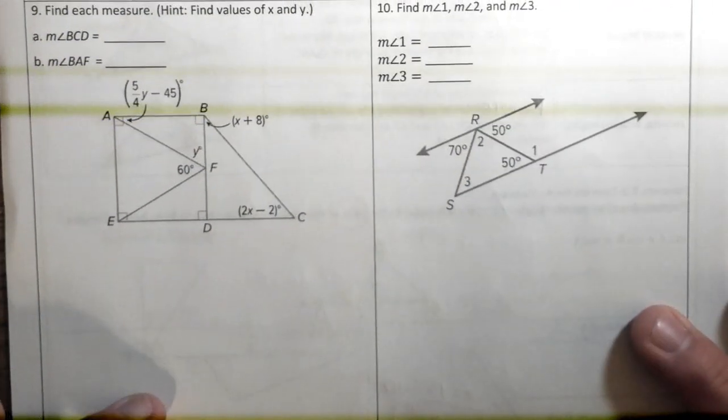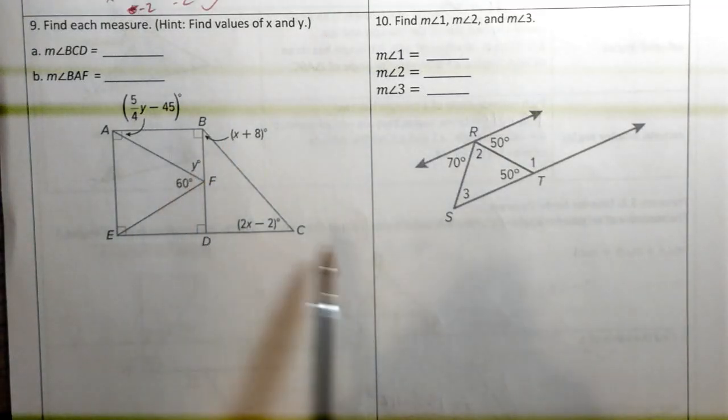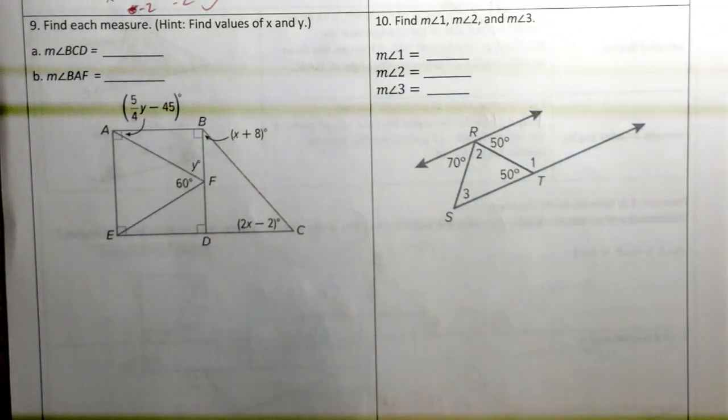All right, number 9 on the left is an I do, and then number 10 is a you do. This is the end of this topic. So number 9, find each measure. Hint, find the values of x and y. Now remember, I told you in geometry, we will never find x and y together. We got to find one, then the other. So notice x is over here, y is over here.